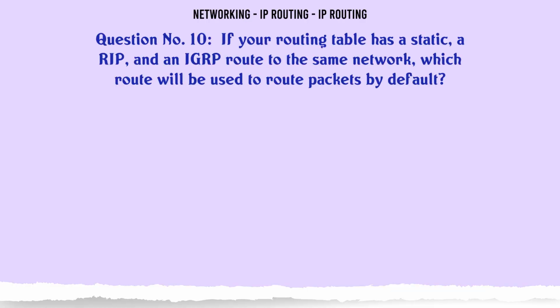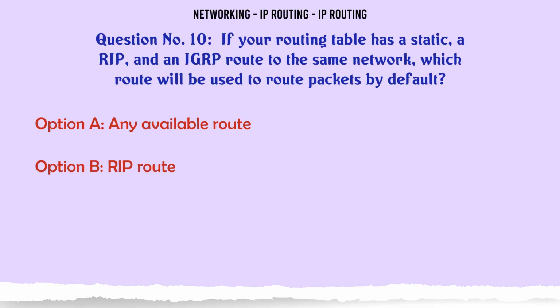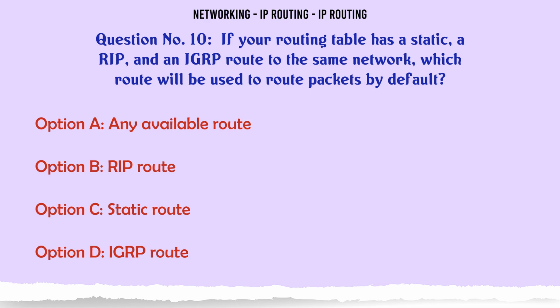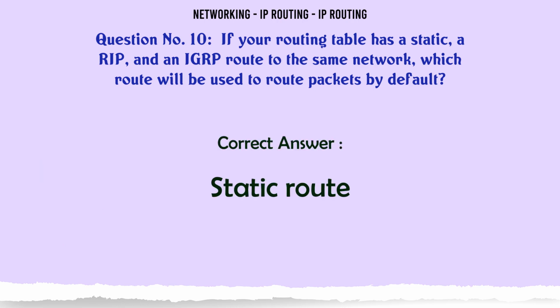If your routing table has a static, RIP and an IGRP route to the same network, which route will be used to route packets by default? A. Any available route. B. RIP route. C. Static route. D. IGRP route. The correct answer is static route.